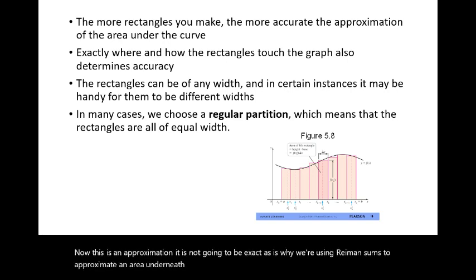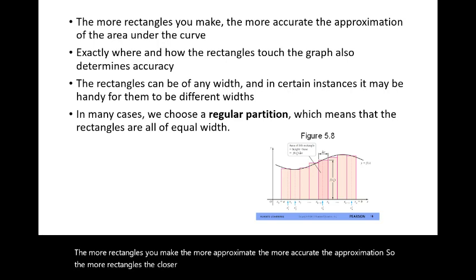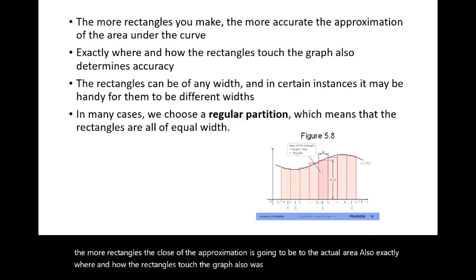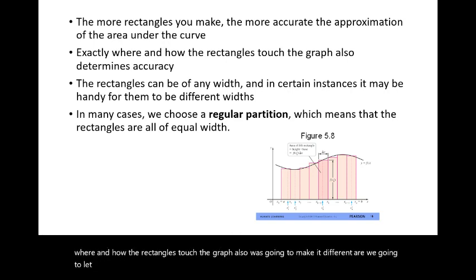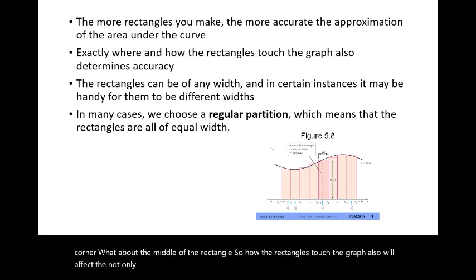However, the more rectangles you make, the more accurate the approximation. So the more rectangles, the closer the approximation is going to be to the actual area. Also, exactly where and how the rectangles touch the graph is going to make a difference. Are we going to let the top left-hand corner of the rectangle touch the graph? How about the top right-hand corner? What about the middle of the rectangle? How the rectangles touch the graph will affect not only the accuracy, but also your approximation.